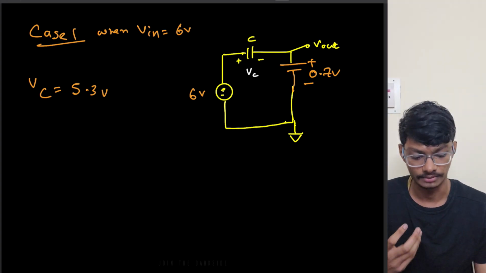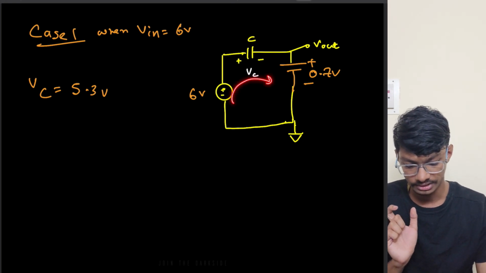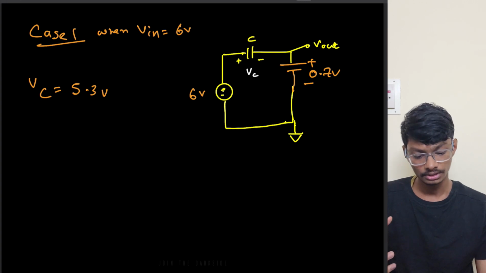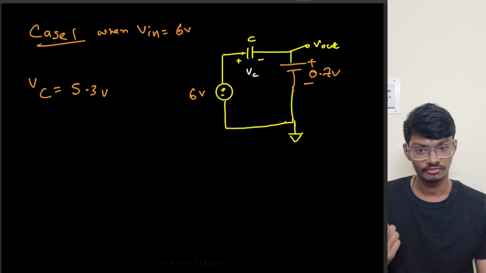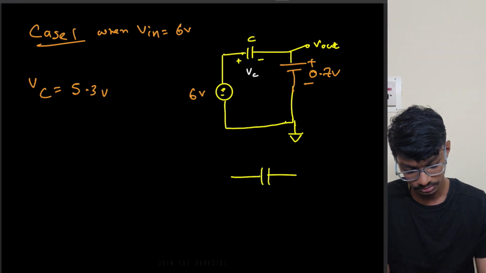So what is the VO this time? What is happening after this is the diode will get turned off, because the capacitor reaches steady state, it instantly reaches 5.3 volts. Then obviously no current will flow, right? If no current flows, let me draw the circuit.